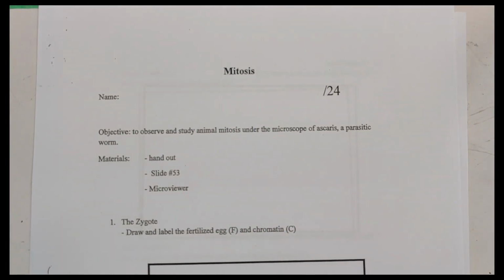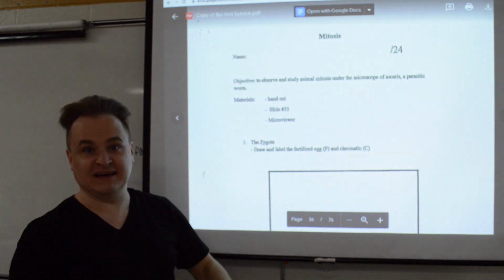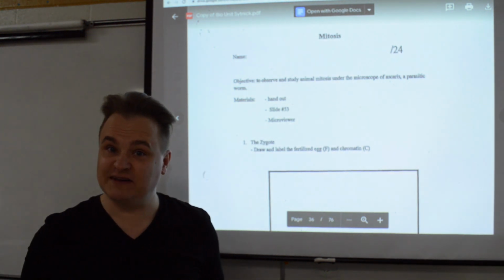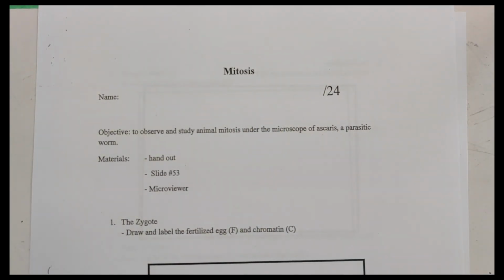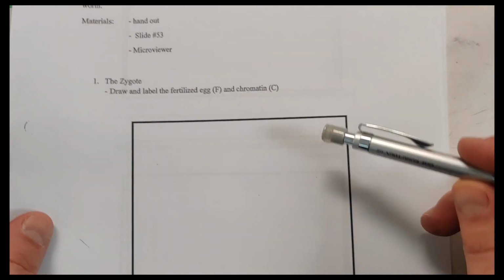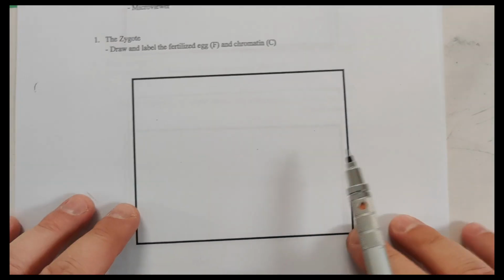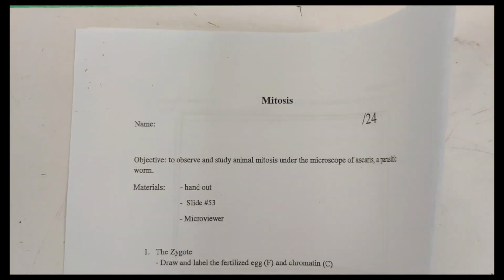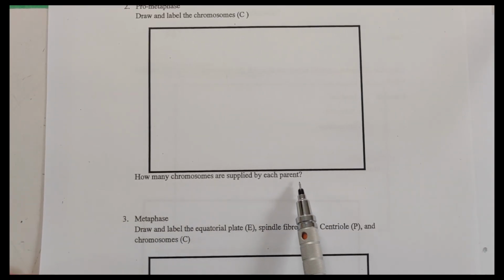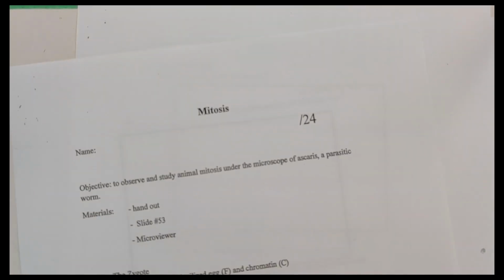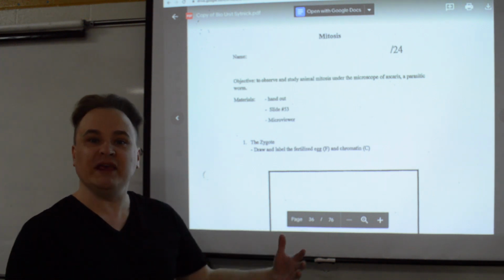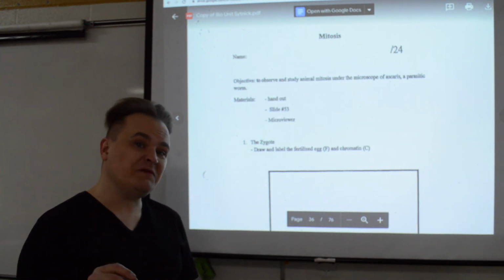So what does that mean? That means that you have to do all your answers in this, and you're going to send pictures of your microviewer assignment to me from this handout. So you are doing the mitosis one out of 24. It's worth a little more than that because you've got to do a lot of drawing and questions. But you'll see on this sheet, you have to draw, and sometimes when you get further on, there's questions. How many chromosomes from each parent? Here there's a question. What is the star-like structure? So in this handout, you have to always draw what you see, and you have to answer the questions.